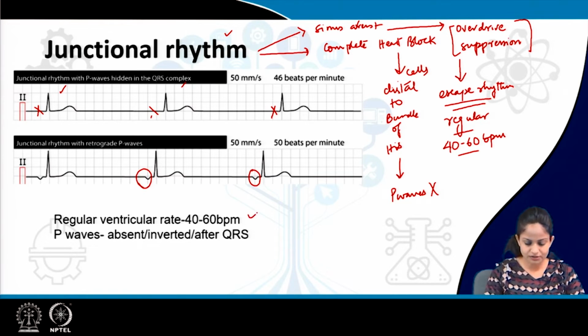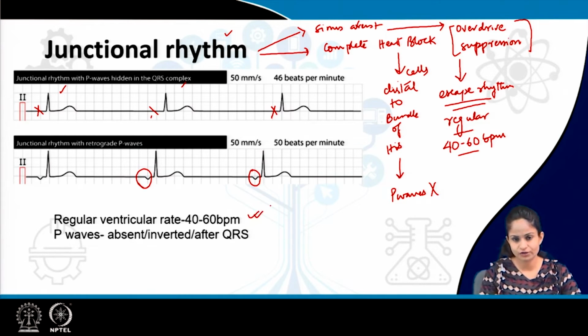So, a regular ventricular rate of 40 to 60 beats per minute, and P waves are usually absent, or we can get inverted P waves, or P waves after the QRS complexes, based on the timing of the depolarization of the atria and the ventricles. So, generally in junctional rhythm we get hidden or no P waves.